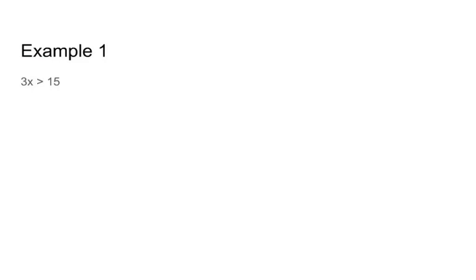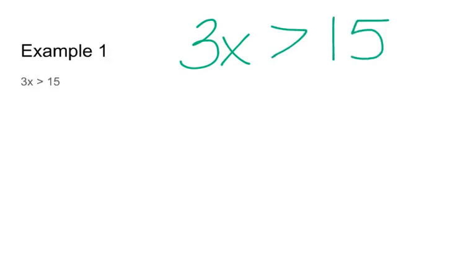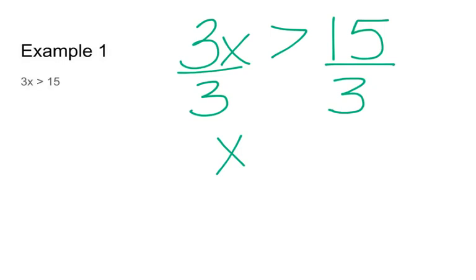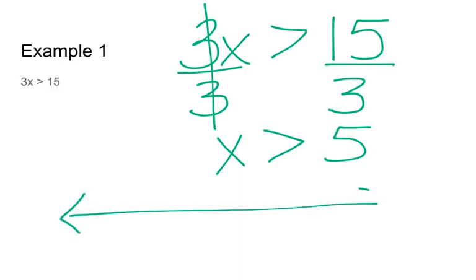Let's do a few examples. 3x is greater than 15. We have to undo the multiplication, and with that we do division. Then x is greater than 5, because 3 divided by 3 is 1, leaving 1x. 15 divided by 3 is 5. So any number bigger than 5 will be part of our solution set. So we show that on a number line.